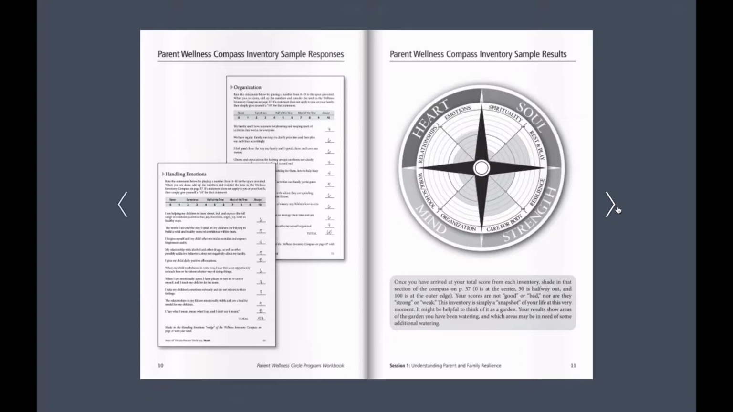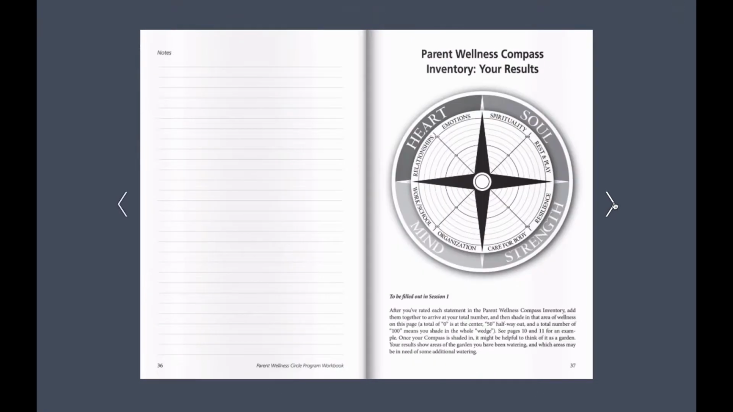And again, everyone is going to have some areas that are well watered, that are fuller, and some areas that are a little in need of some watering. They're not strengths and weaknesses, they're just what we've been paying attention to, because what we pay attention to is what will grow, and what we don't pay attention to will perhaps be a little wilted, as I said. So now let me turn to the back of the book to page 37.